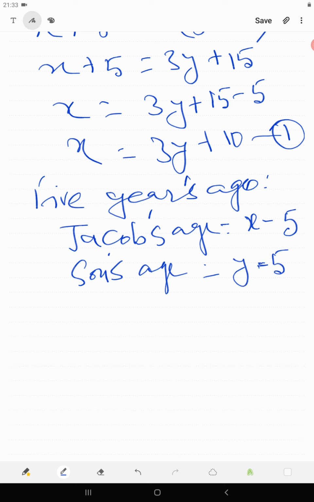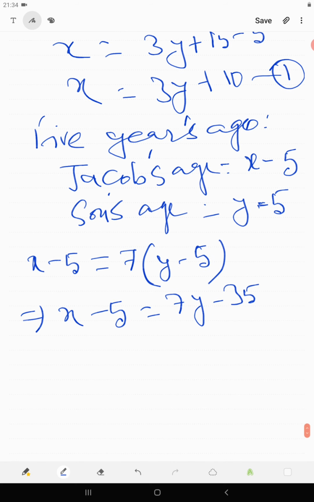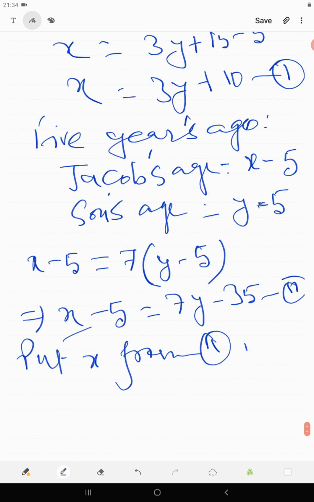See, Jacob's age was x minus 5. For 'was', there will be equal to, and then 7 times that of it. 7 times is nothing but multiplying the son's age by 7, which is y minus 5. So this will give us x minus 5 equals 7y minus 35. This is our equation 2. Now put x from 1 in 2.